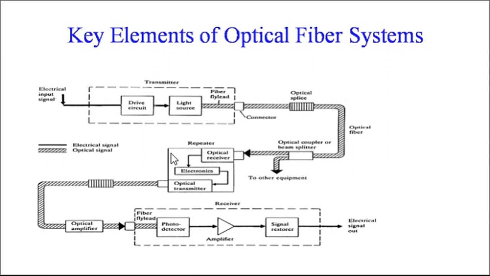So the key sections are the transmitter, consisting of the light source and its associated driver circuitry; the cable, offering mechanical and environmental protection to the optical fiber contained inside; and the receiver, right, which consists of the photodetector plus amplification and signal restoring circuitry. Additional components include optical amplifier, connectors, splices, couplers, and regenerators, right? This regenerator we can use for restoring the signal shape characteristic.